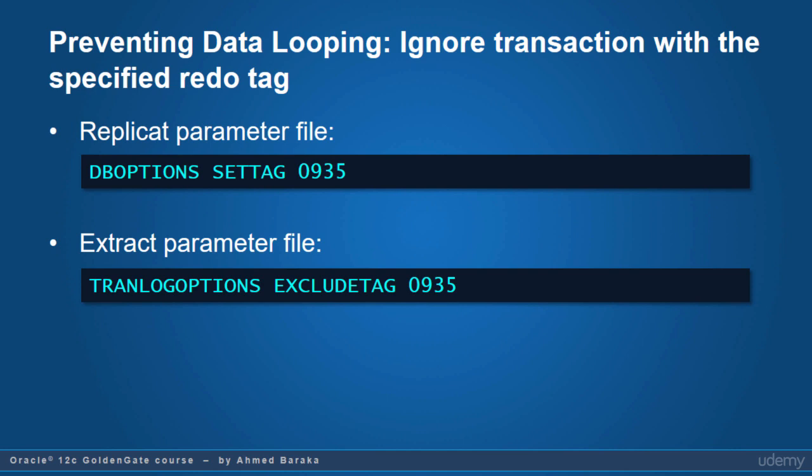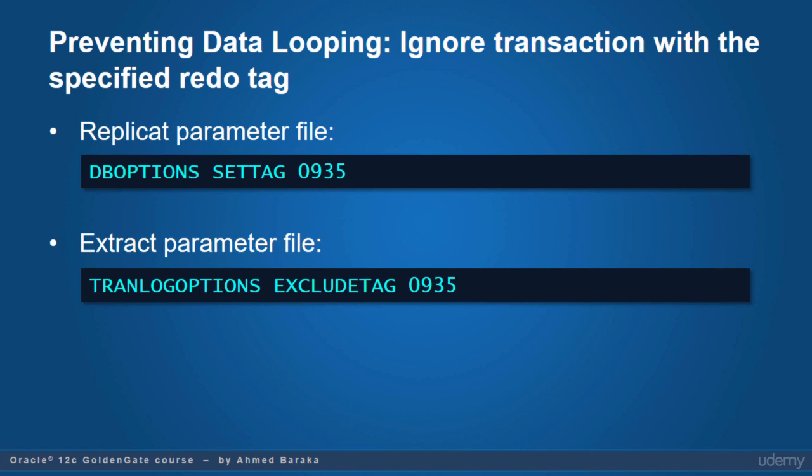The example on this slide is showing you how to use the tag to prevent data looping. First, in the replicate parameter file, you use a tag that will be associated with the transactions executed by the replicate. The value that comes after the set tag option is in hexadecimal. If you do not specify a tag value, the default value is 00.